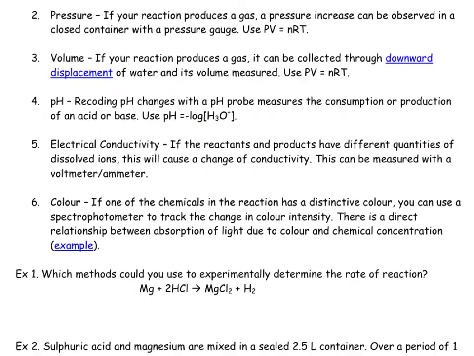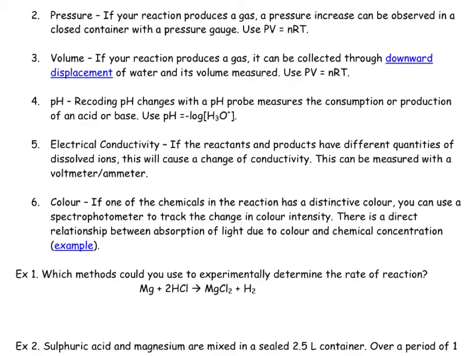The second method is by tracking pressure. If your reaction produces a gas, a pressure increase can be observed in a closed container with a pressure gauge on it. You would take the change in pressure and sub it into the ideal gas law to solve how many moles of gas was made in a particular amount of time.